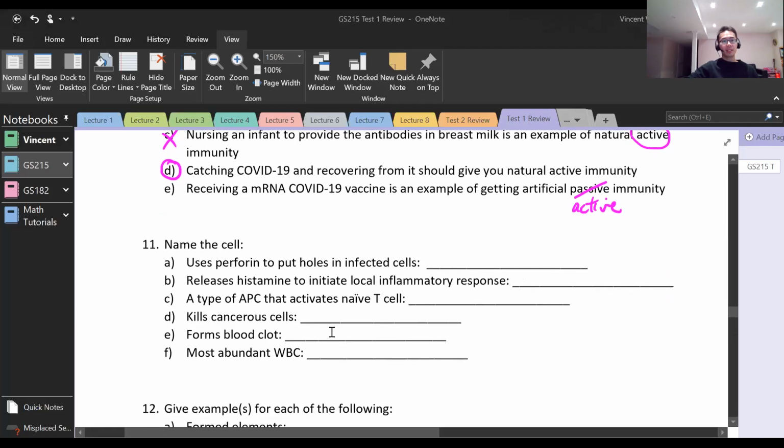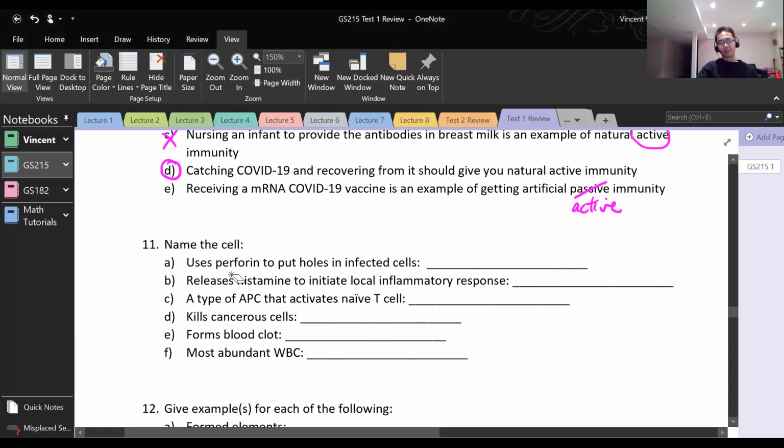Okay. Name the cell that uses perforin, which is a protein that puts holes in cells. What cell uses that? It is the killer T cell, also known as cytotoxic T cell. And so that could be a multiple choice question, right? Which of the following cells uses perforin to put holes in infected cells? And then they give you a bunch of cells. You have to know to choose this one.